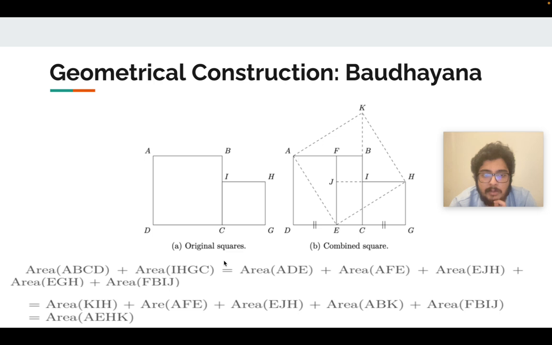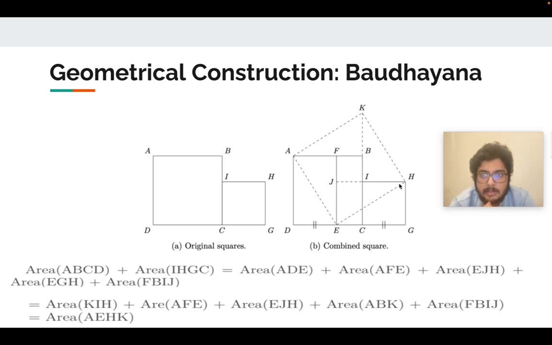In a similar way, the area of AFE, just write it as it is. EHG also write it as it is. And EHG, which is this E, H, and G, this will be similar to ABK. Again, similarly, because this is equal to this. You can see it very easily, because this is equal to AF equal to IH, and FB is the remaining side. So FB equal to AB minus AF, and this equal to IH plus IJ, that is equivalent to FB. So these two are exactly same, right? So this is same as this.